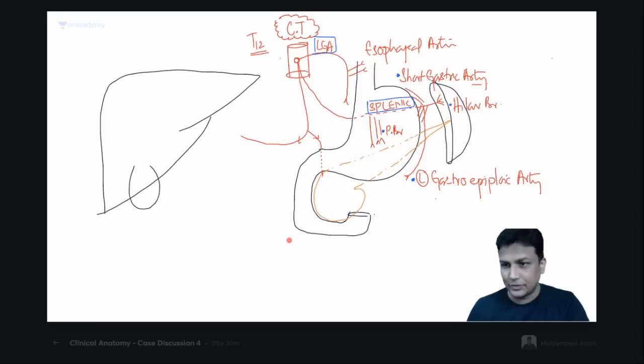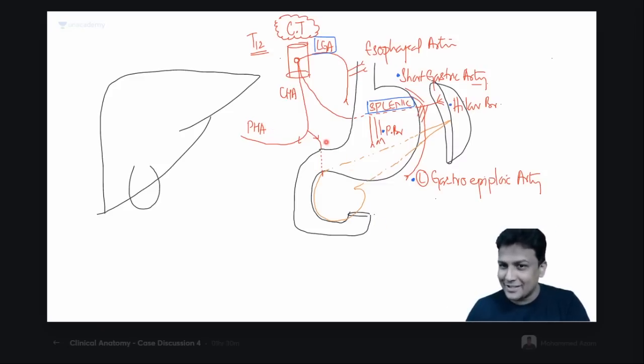2 branches. I'll write down the names here. This is common hepatic artery. Okay, and it is actually dividing into a branch which is actually going to the liver. So because it is going to the liver, it gives rise to proper hepatic artery, or hepatic artery proper, whatever you love to say.